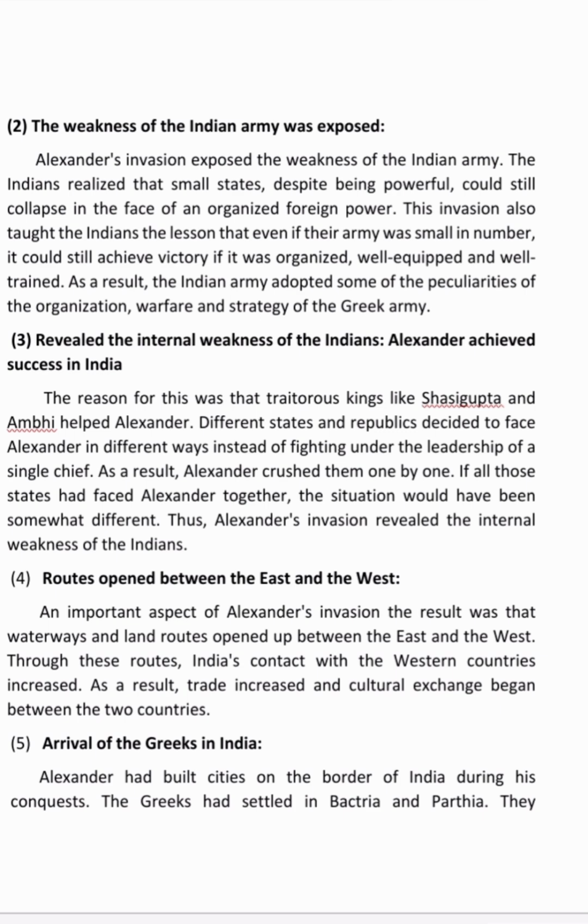Fifth, arrival of the Greeks in India. Alexander had built cities on the border of India during his conquests. The Greeks had settled in Bactria and Persia. They established dominance over the border regions of India. They arrived in India after the fall of the Mauryan Empire.